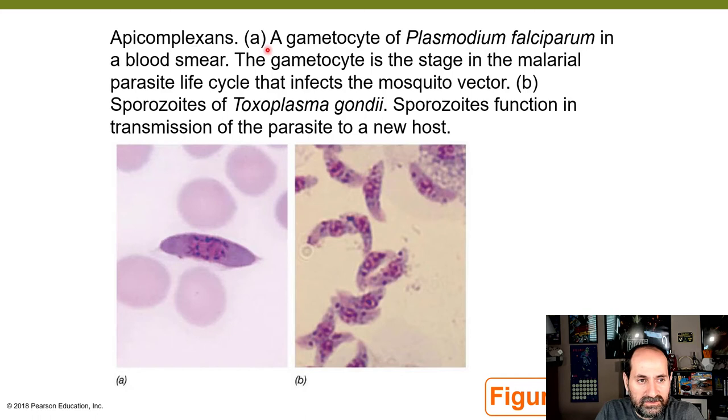So take a look at these apicomplexans. You've got the Plasmodium falciparum in the blood smear. This is the parasite responsible for malaria. It is spread by the vector, the mosquito. And by the way, vector means a living transmitter of a disease, right? The mosquito is the living transmitter, and the parasite is the malaria causing microbe called Plasmodium. On the right, you have the sporozoites of Toxoplasma gondii. The sporozoites function in transmission of the parasite to a new host. These are the sporozoites.